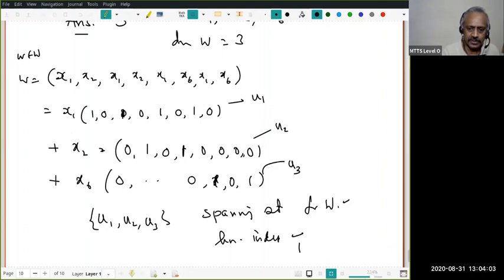Therefore, this is the basis. And how many elements are there in the basis? 3 elements. Therefore, what is the dimension? 3. Isn't it funny? Good. I hope you liked it.